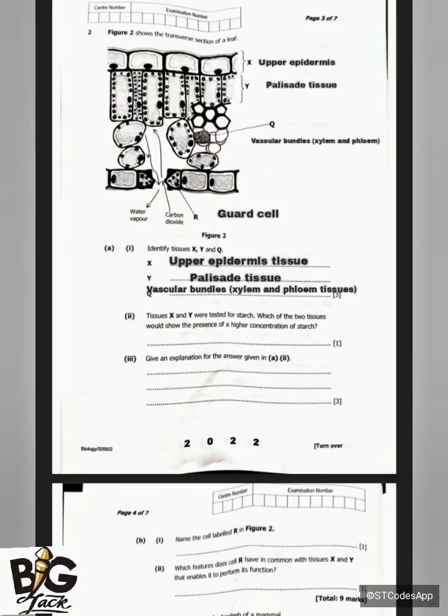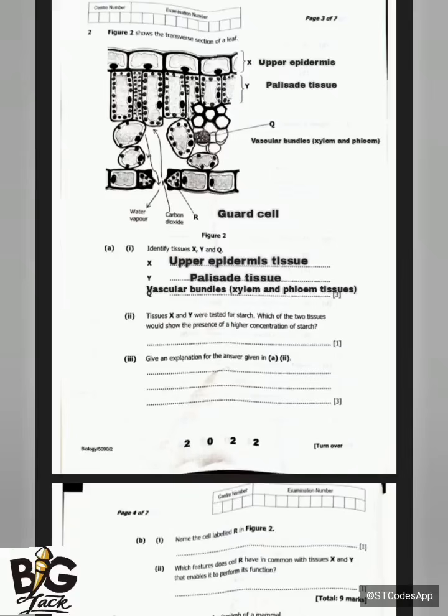If you don't want to use the term chlorophyll, you can use chloroplast. So Y contains an abundance of chlorophyll or chloroplast. Tissues X and Y were tested for starch. When you're testing a leaf for starch, when starch is present, the color turns blue-black. When it is absent, the color turns brown or yellow.